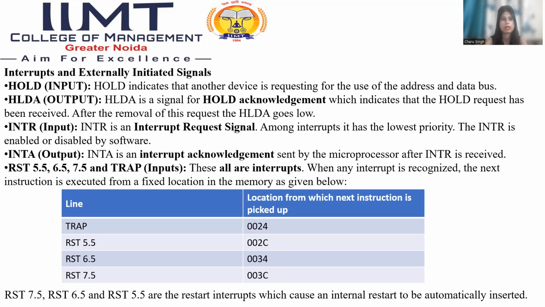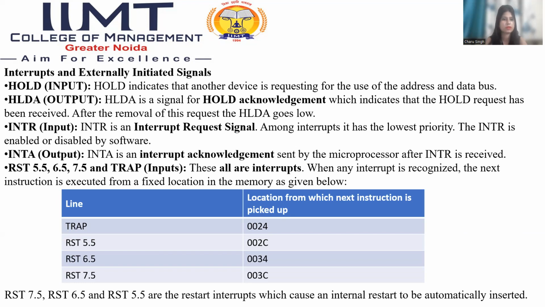Let's talk about some interrupts. We have HOLD and then HOLD acknowledgement. HOLD indicates that another device is requesting the use of the address and data bus, and HOLD acknowledge is a signal that indicates that the hold request has been received. After the removal of the request, the hold acknowledgement goes low. Next, we have the interrupt request signal, which has the lowest priority. The interrupt request signal is enabled or disabled by software. Next, we have interrupt acknowledgement, sent by the microprocessor after the interrupt is received.